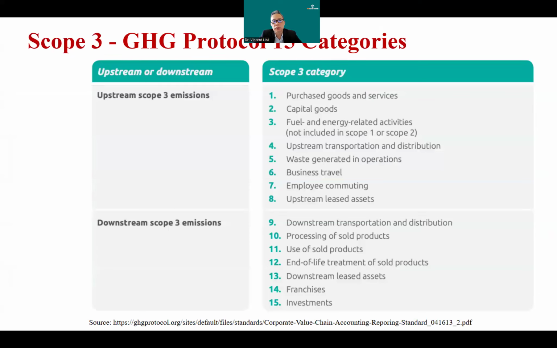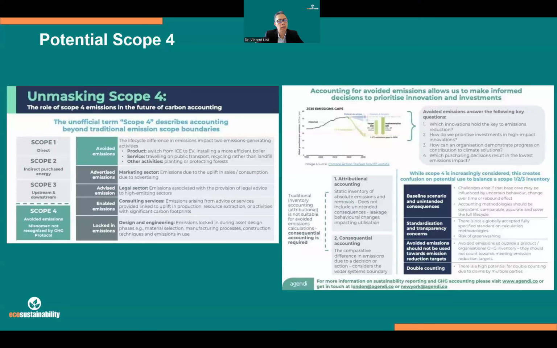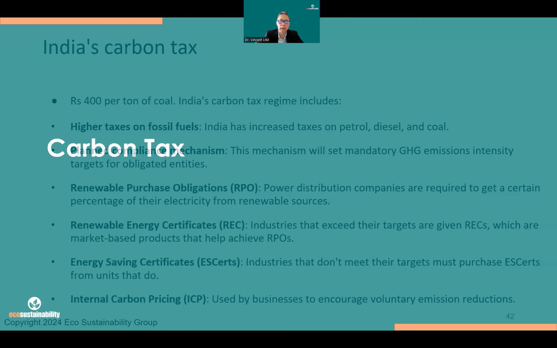In the greenhouse gas protocol, there are 15 categories clearly stating each of the scope 3. And I was told that scope 4 is coming. I think it's a necessary evil, but scope 4 will be even more complex.